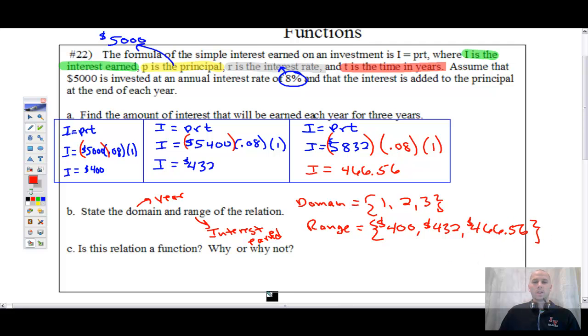Is this a function? Yes. Why? It's a function because when you put a number into the domain, you get the same answer every time for the range. Every time during year 1, I'm going to get $400. Every time during year 2, I'm going to get $432. Every time during year 3, I'm going to get $466.56. It fits the definition of a function.